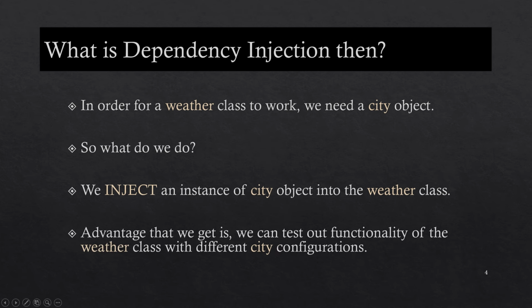The advantage that we get is we can test out the functionality of the weather class with different configuration. So we can put different cities' information inside the city object, pass it into the weather class, and the weather class will work like a charm. So let's move on to the practical implementation.